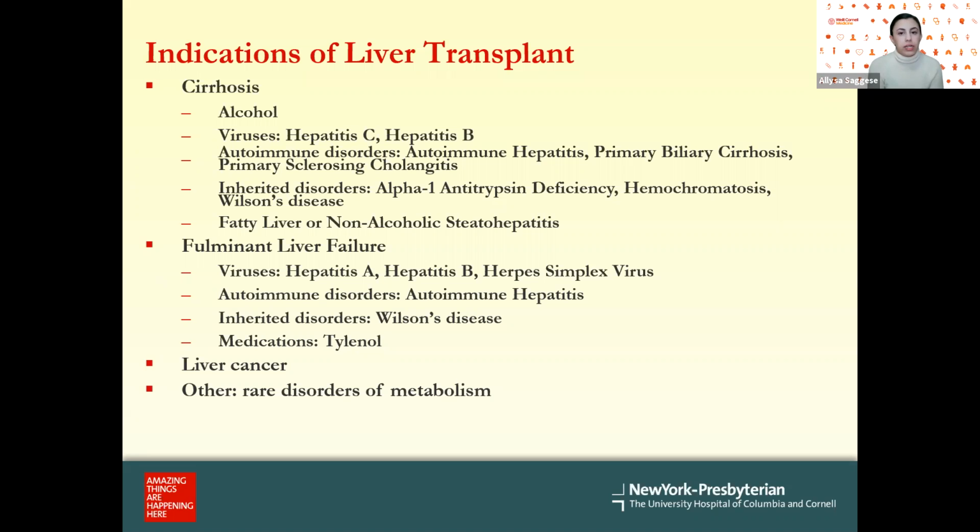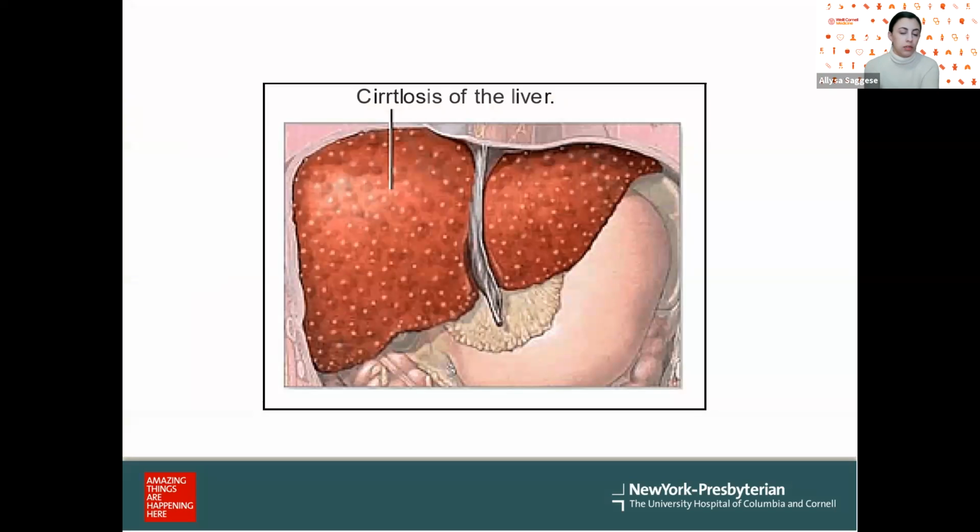Liver failure can happen in a liver that may have previously been functioning just fine, but because of something with very fast onset, it can just stop the organ from working completely very quickly. So it would be fulminant liver failure. Some viruses can do that. Hepatitis A, B, autoimmune can do that as well. Wilson's and Tylenol. And then it still says liver cancer and rare disorders of metabolism, as we said on the previous slide.